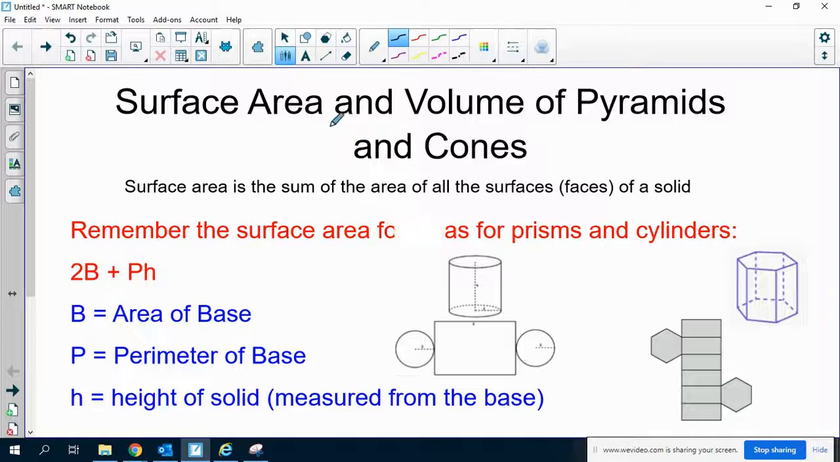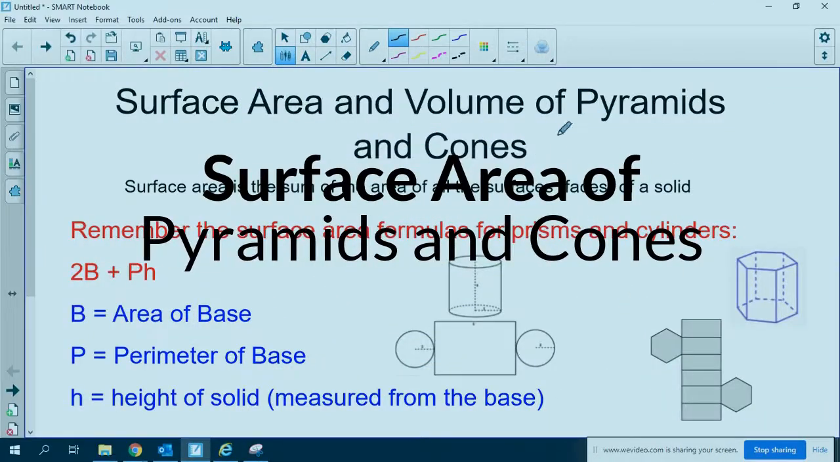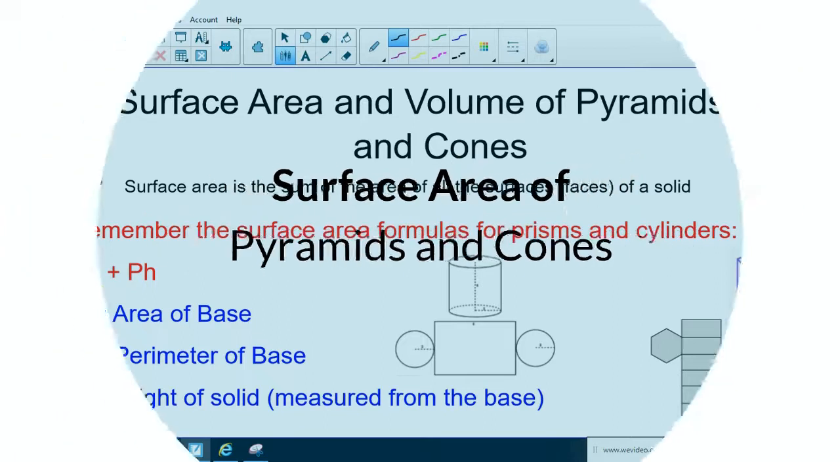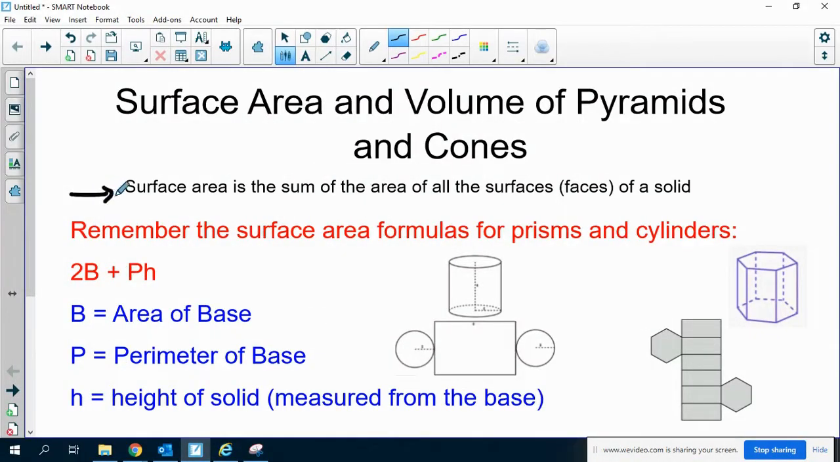The following video is on the surface area and volume of pyramids and cones. Just a reminder from last week when we were talking about prisms and cylinders: surface area is the sum of the area of all of the surfaces, which we defined to be faces of a solid. And remember, the surface area for prisms and cylinders was 2B plus Ph.